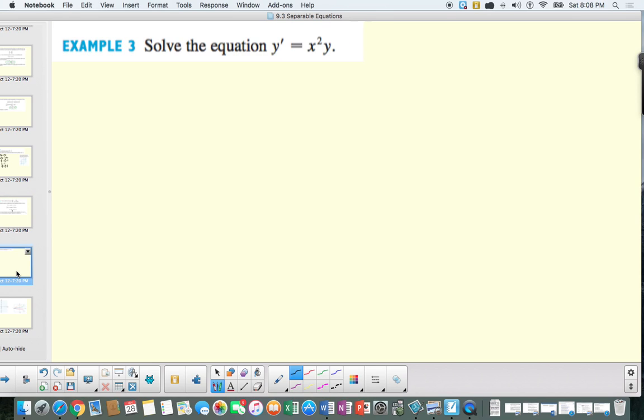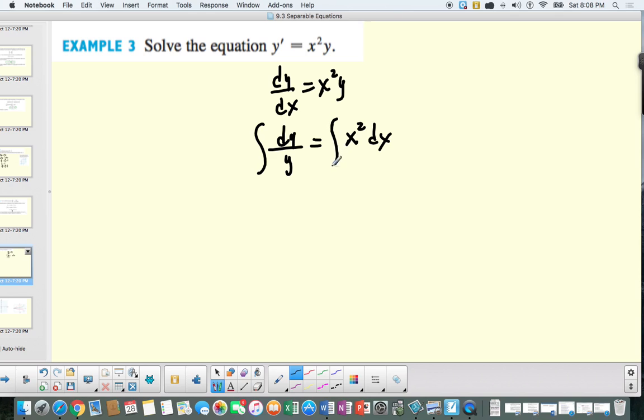All right, we're going to solve this equation. Now this says y prime, but y prime is the same thing as dy/dx. And now I'm going to have dy over y is equal to x squared dx. All right, I'm going to integrate, and when I integrate, I'm going to have the natural log of the absolute value of y equals x cubed over 3 plus c.